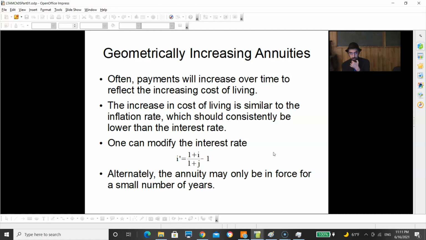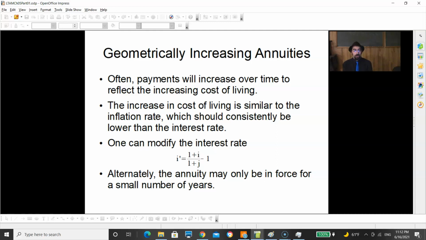Finally, I said there were two ways of the payments increasing or decreasing. You could have geometrically increasing annuities. You almost never have geometrically decreasing annuities. Often, payments will increase over time to reflect the increasing cost of living, right? If this annuity is, let's say, part of a pension payment, then if you retire at age 65 and there's a chance you could live to like age 110, 115, maybe even 120, then you're talking about upwards of 40 years of interest.